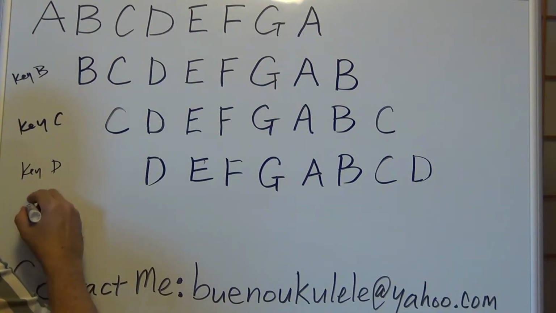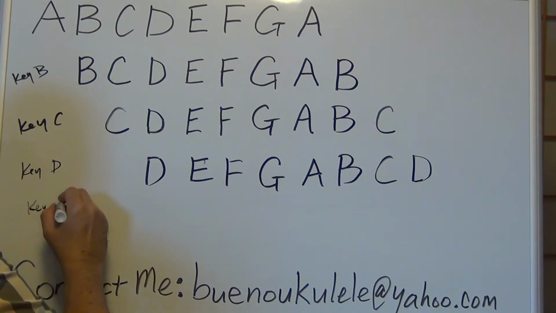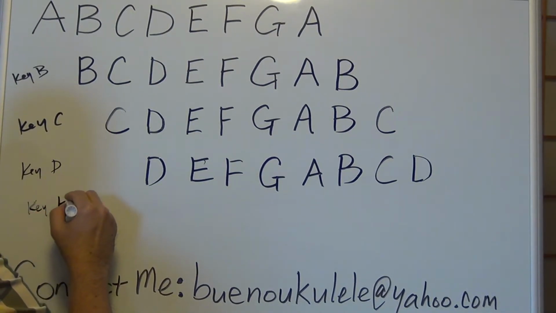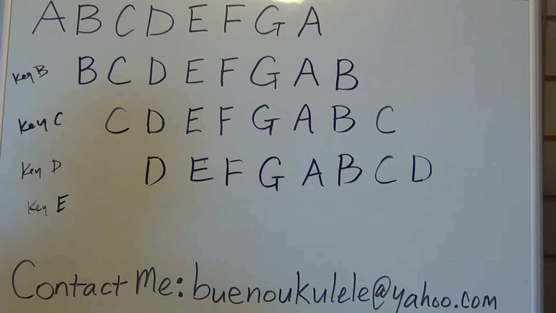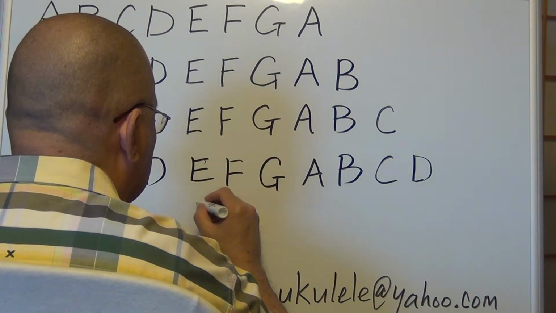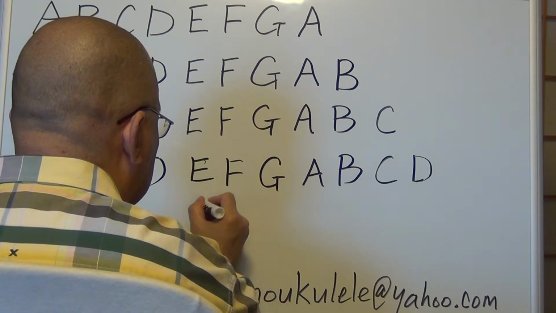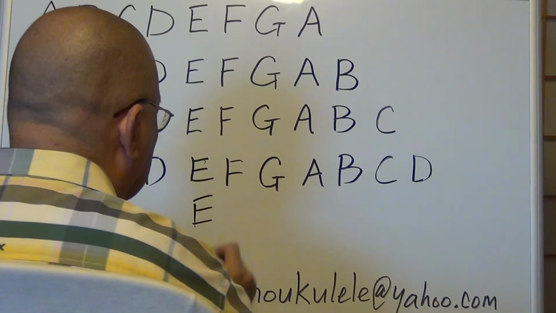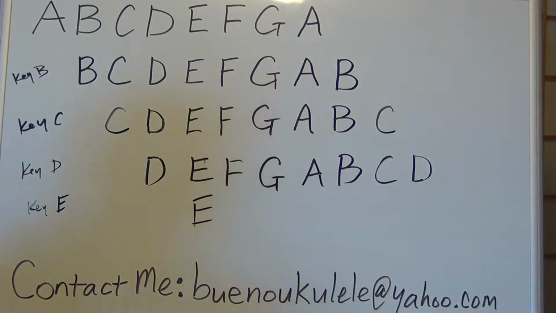Key of E. Okay, so once again, two things. Follows an alphabetical system. Every time we come to G, we got to put an A. Okay, because that's just the way it is.